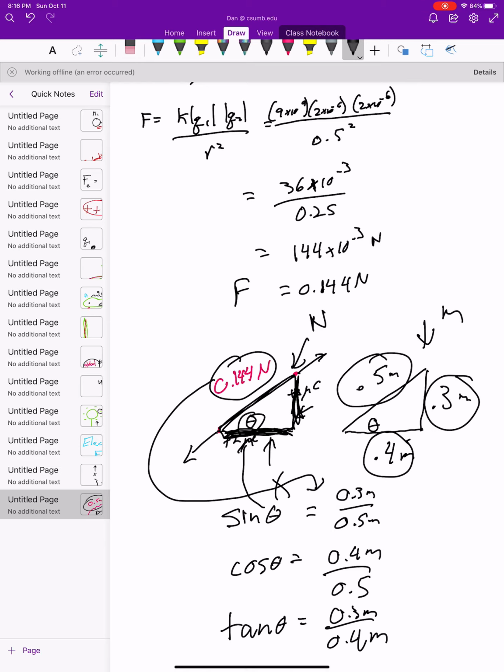I hope that you find that helpful as you do problems that involve force, and for that matter, electric field also. You're going to have the same situation arising there. Okay.